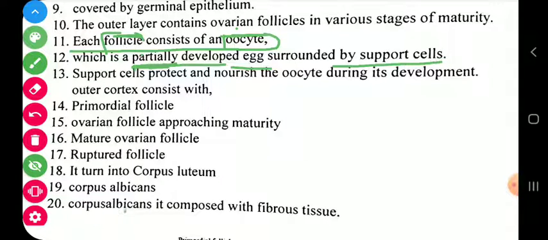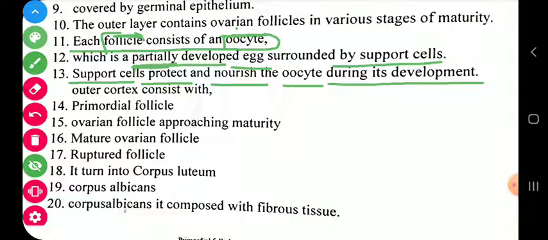The support tissues protect and they nourish. They don't only protect, they have two functions. They protect the oocyte, and they also nourish the oocyte, providing nutrients during its development. So the support cells: number one, they protect. Number two, they nourish the oocyte during its development.